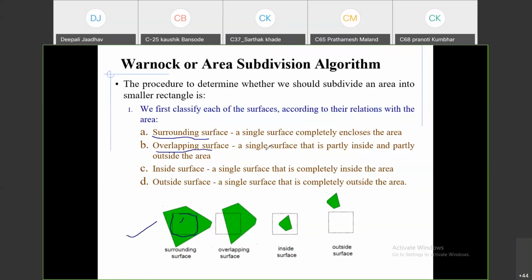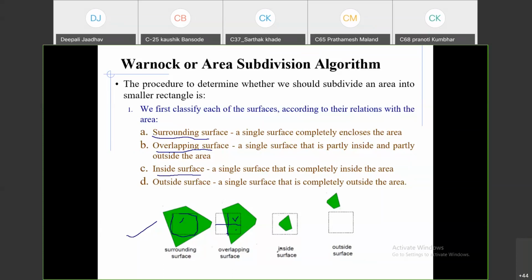Overlapping surface: a single surface that is partially inside, partially outside. So can we say that this area is with green color? No, we need to divide it into parts. Now we can say this part is only green color, but these two are not. Why? Because these are not totally covered. This is partially inside and partially outside the area. This also is partially inside and outside.